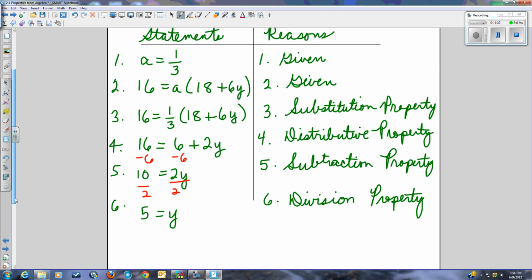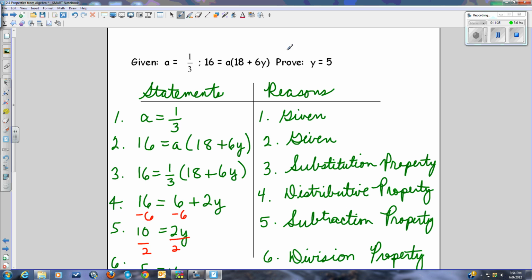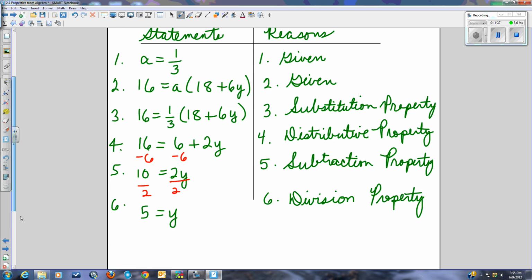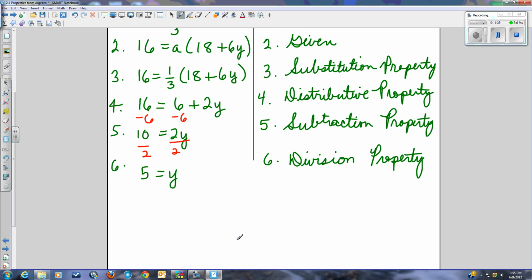Now looking back to the original problem, it asked us to prove that y was equal to 5, and that's exactly what we did in our last statement. So we are done with this algebraic proof.